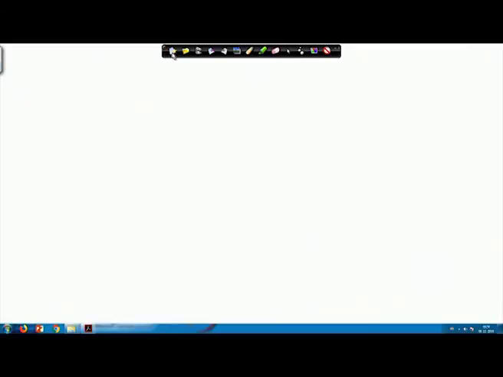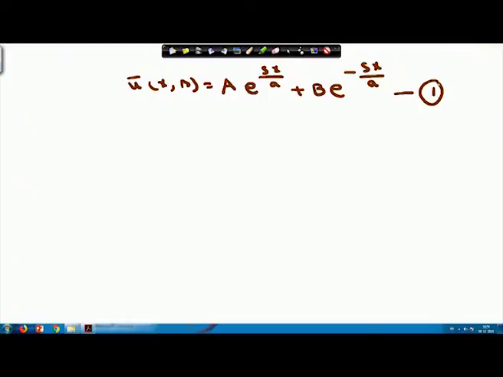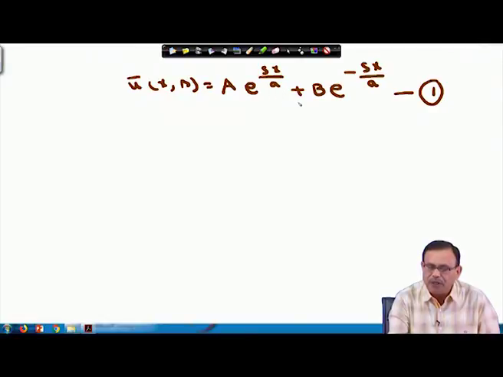So, now the solution of this, directly you can write down, u bar x s equals a into e power s x by a plus b into e power minus s x by a. Say this is equation 1. I got this directly from here, since the roots of the equation are s by a and minus s by a, from there directly you can write down u bar x s equals a e power s x by a plus b e power minus s x by a.